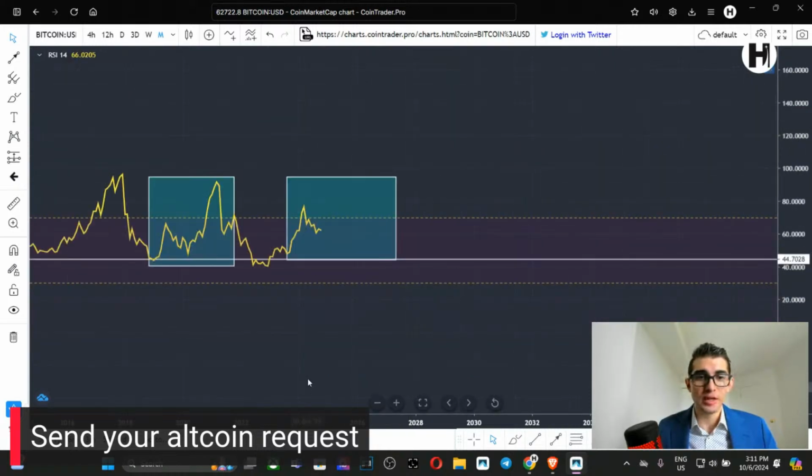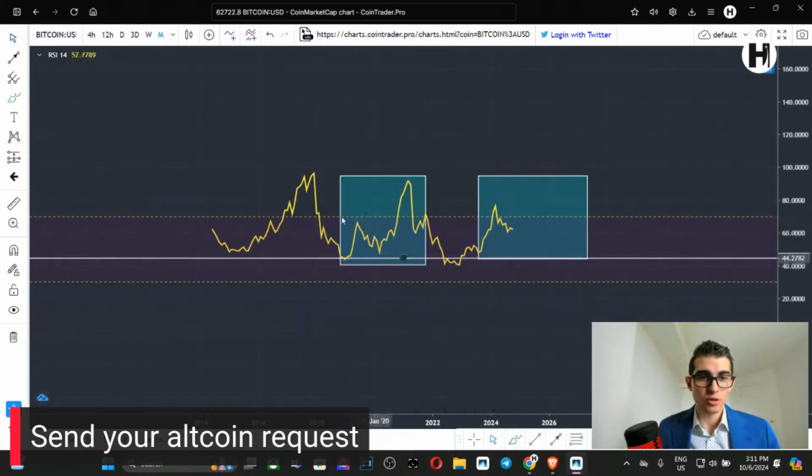If you take a look at this little fractal over here, in my opinion, what's going on right now is we're going through this section of the bull market. So this is what we're going through here, and then we're waiting for that move to the upside.